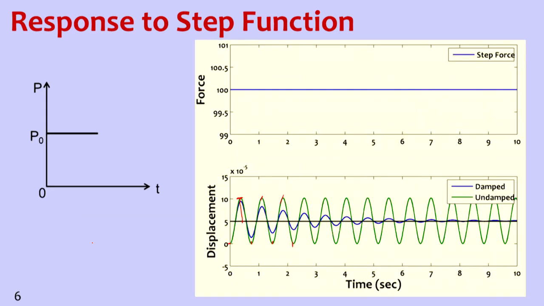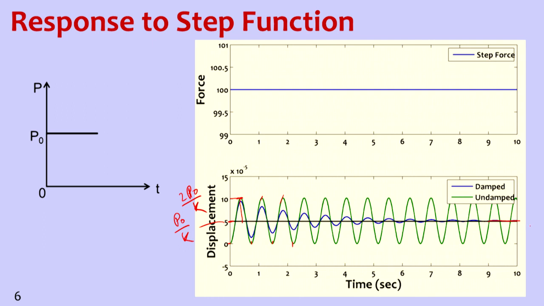And if I look at this one, this is P naught by K, that is the static deflection value, and this value will be 2 P naught by K. So the green one, the undamped system, continuously oscillates about the mean position. The mean position is the static deflection. Now if we provide damping in the system, which is the blue curve, after a few cycles the vibration amplitude reduces and it comes to rest at the static deflection value.